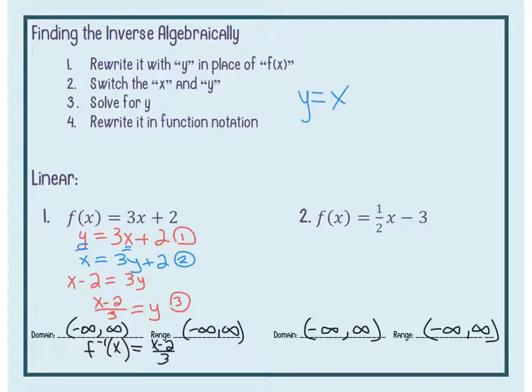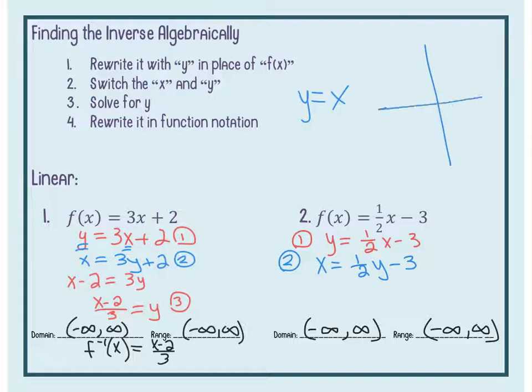So step 1 was to rewrite it. Y equals 1/2 x minus 3. That's step 1. Step 2 was to switch the x and y. We switched the x and y because it's a reflection over the line y equals x. Remember when you have this graph? Y equals x is a straight line. The y-intercept is 0, up 1 over 1, up 1 over 1. So it's going to be a mirror image over that line. Okay?